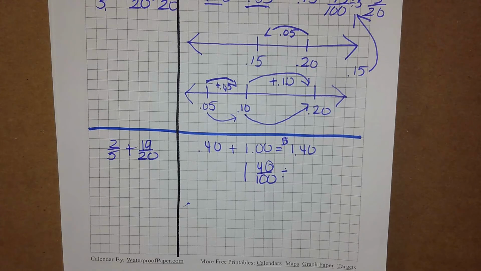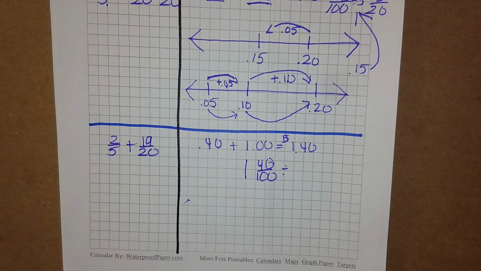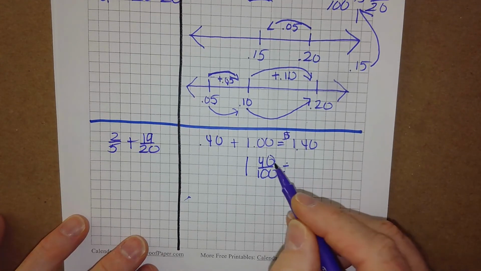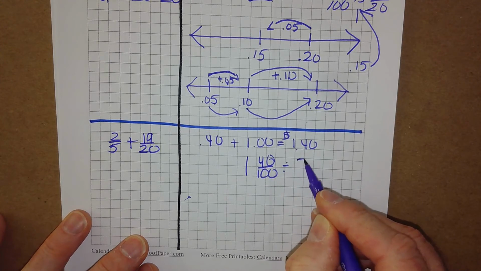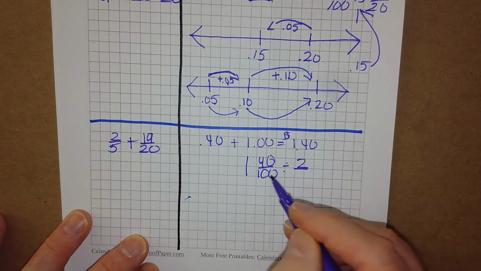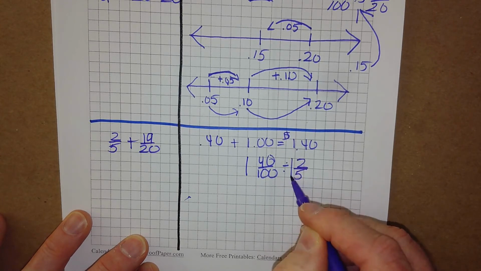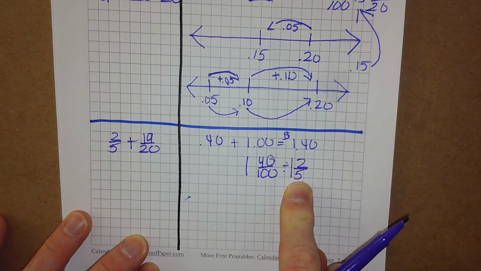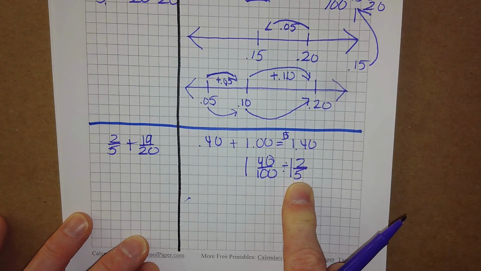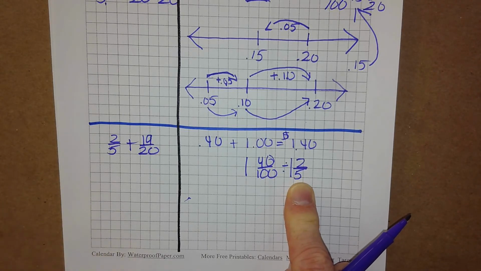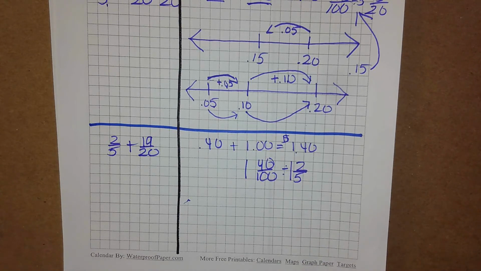What do you think? 10 would work, right? Yeah, but it's not the greatest. There's a bigger one. 20. What's 40 divided by 20? 2. And 100 divided by 20? 5. So 1 and 2/5. 10 would work too, but then we have to do what again? Reduce again.